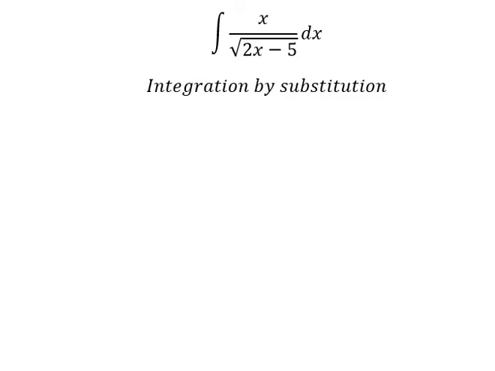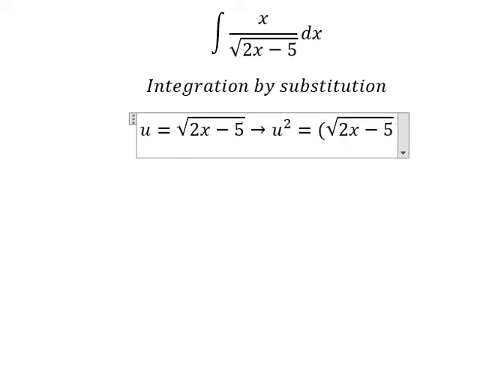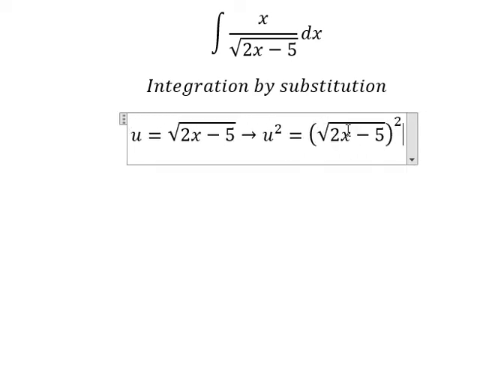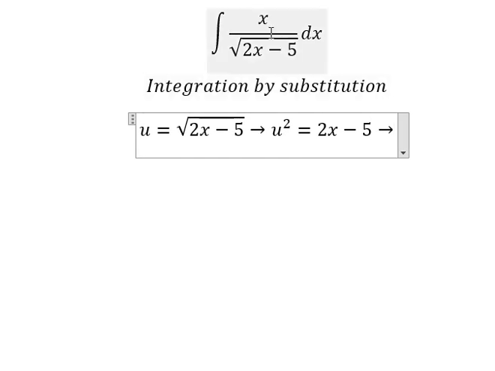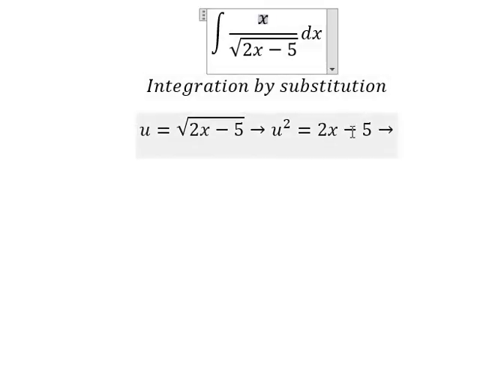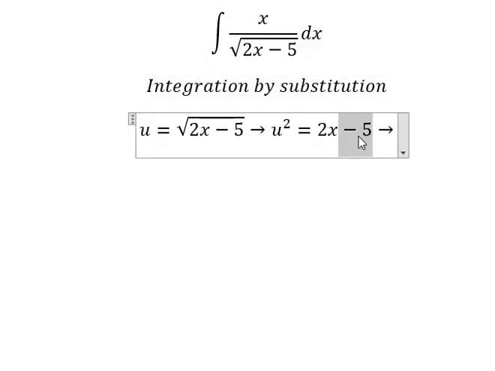So I will put u equals the square root of 2x minus 5. After that, we square both sides to cancel the square root. Because we have x, I will move the negative 5 to the left, and then we divide both sides by 2.